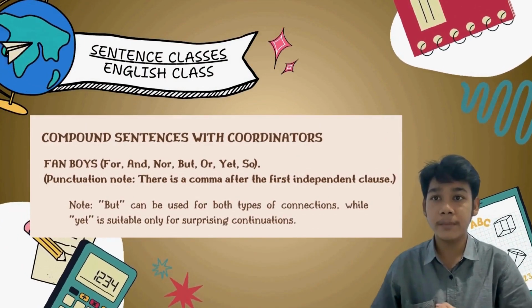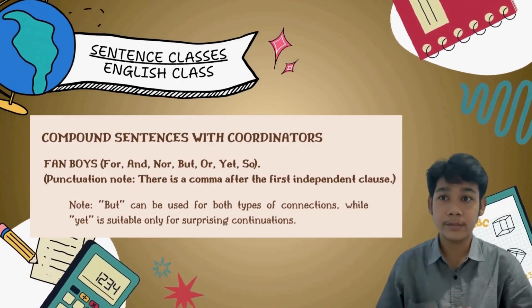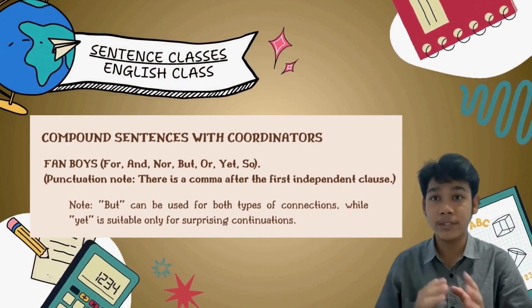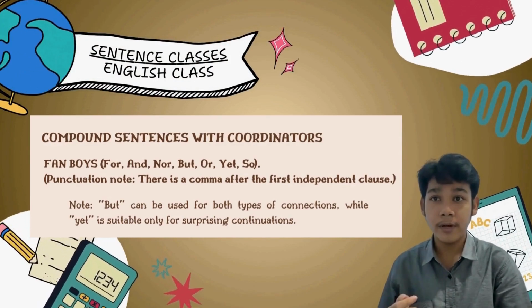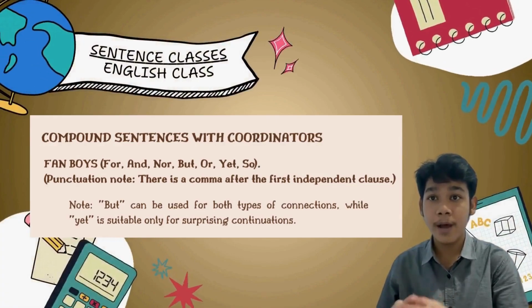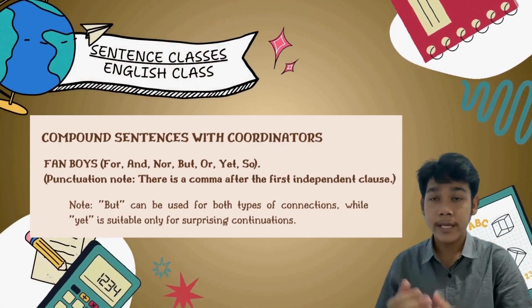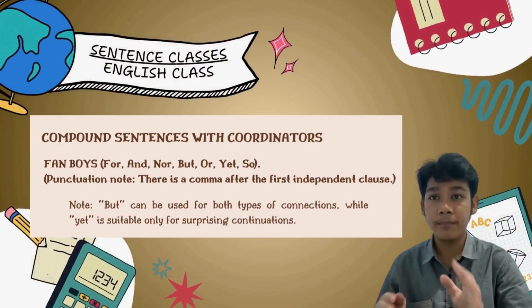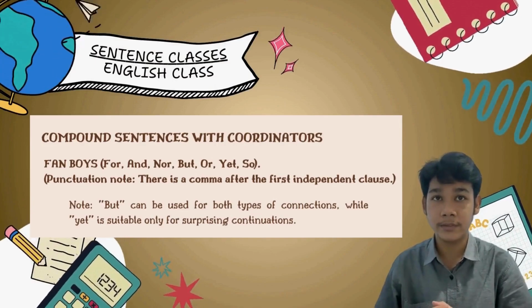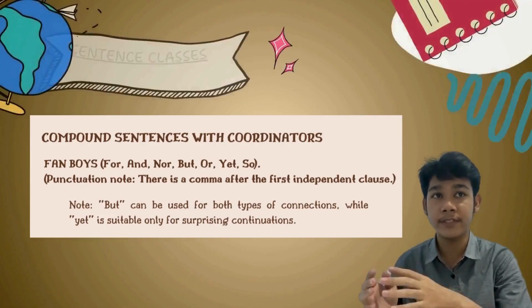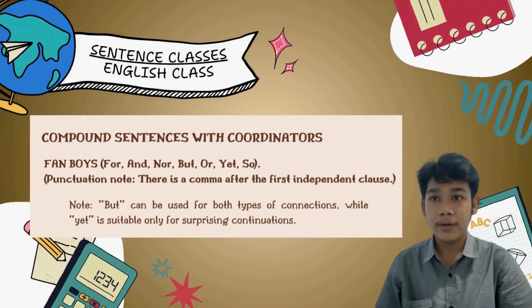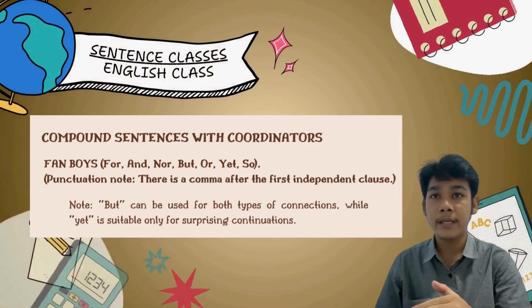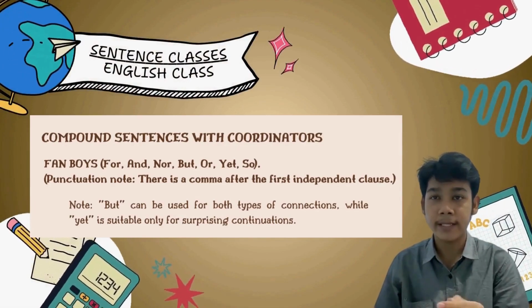Now I will explain compound sentences with coordinators. To remember the coordinators, we can call them FANBOYS. They are for, and, nor, but, or, yet, and so. And a disclaimer: to use these coordinators, there is a comma after the first independent clause. Okay, I will explain the coordinators but and yet.